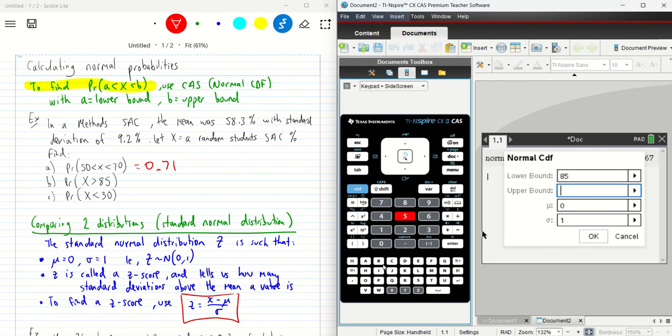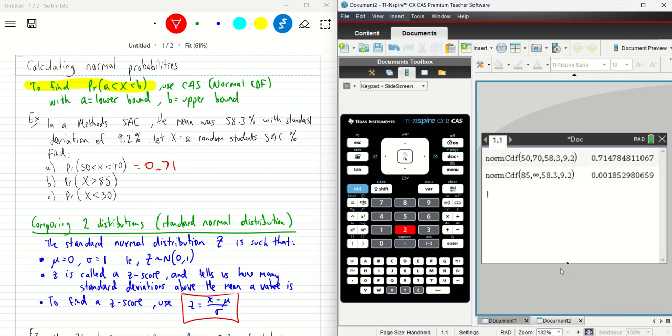So to find infinity on your calculator, you go to the pi menu. So pi down here, and then enter in infinity. So we want the values to go from 85 just to keep going forever. So we want to cover all of them. Don't put in 90 or 100. Well, actually you could do 100, but in this case, because it's a percentage, that actually doesn't make sense. But for today, we'll just make it infinity. Mu again was 58.3, and our standard deviation was 9.2.